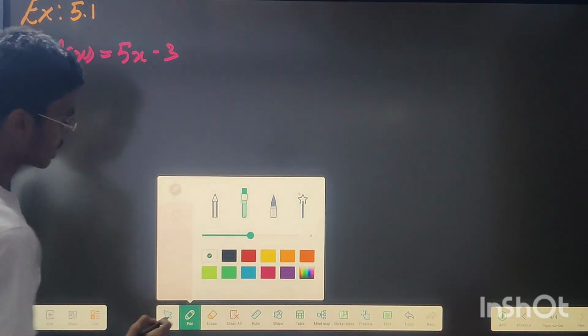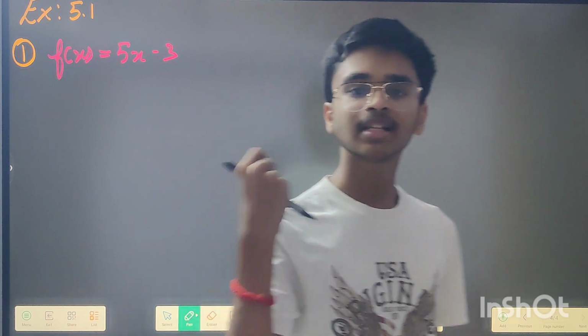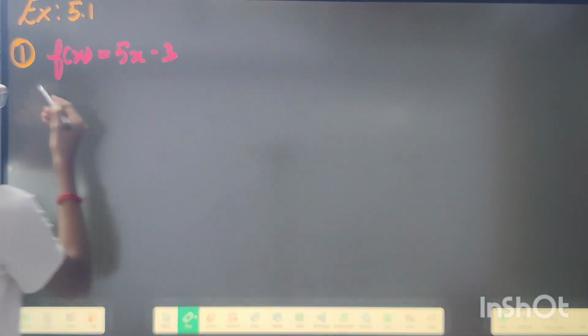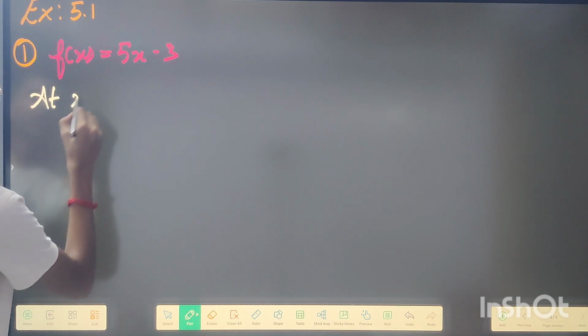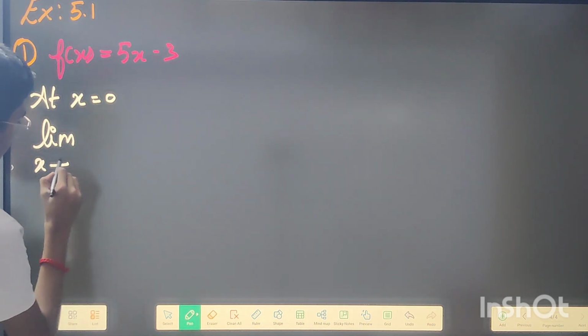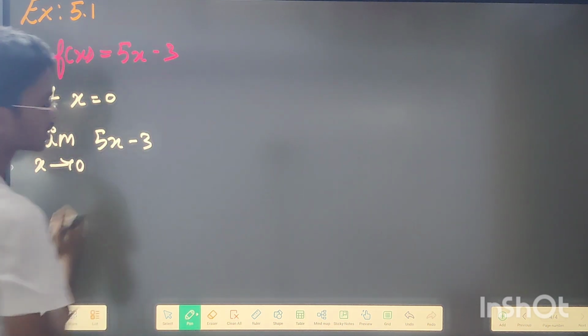Okay, so f of x is 5x minus 3. So what is the first condition? First we have to check whether the limit exists or not. Here they have given in the question itself at x is equal to 0. That means limit x tends to 0 of f of x, which is 5x minus 3, you have to write.